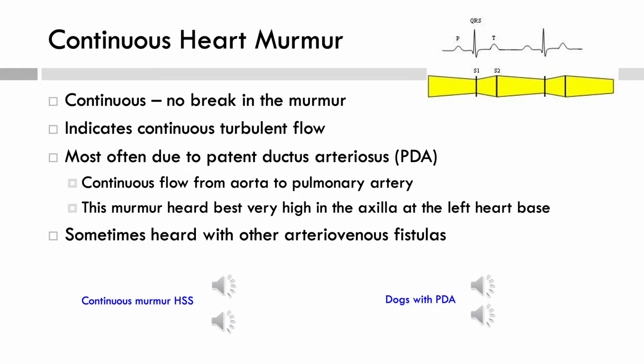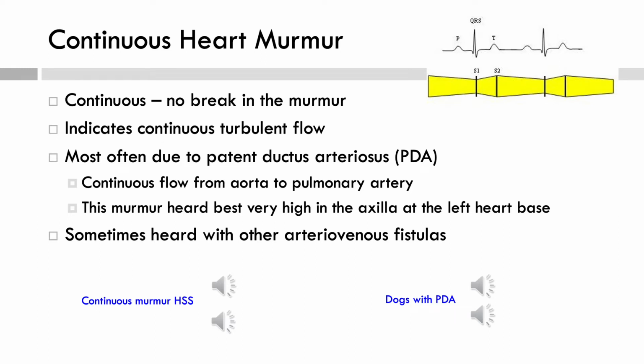Another murmur is a continuous heart murmur where the abnormal sound is continuous. There's no break in the murmur sound at all. This typically indicates continuous blood flow throughout both systole and diastole. Continuous murmur is most frequently heard in animals with patent ductus arteriosus, PDA, where there is continuous murmur and continuous blood flow from aorta into the pulmonary artery. A PDA murmur is best heard very high in the axillary region at the left heart base. Continuous murmurs are also sometimes heard with arteriovenous fistulas or malformations.